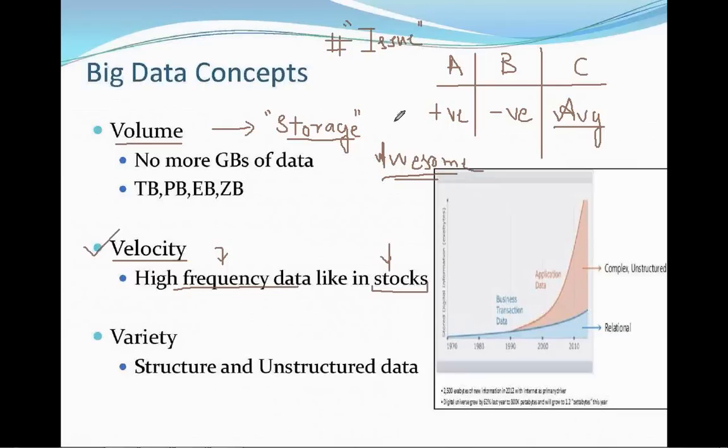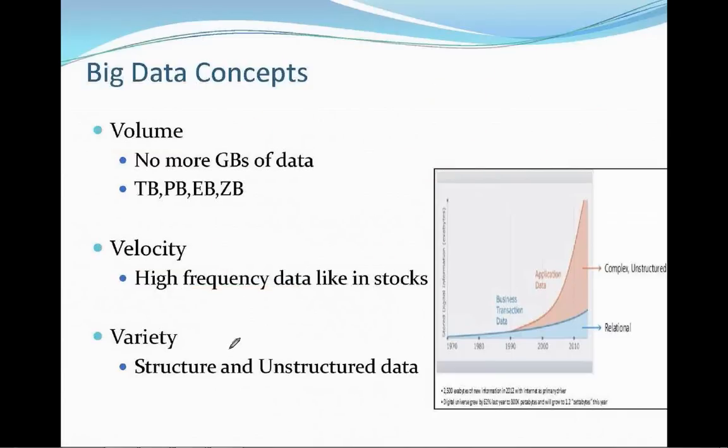We can do sentiment analytics on live Twitter feeds that are going on. This is just a small sample example that a news channel would use, to see whether public sentiment is positive or negative towards which particular party. So live streaming can be done. So this is velocity.